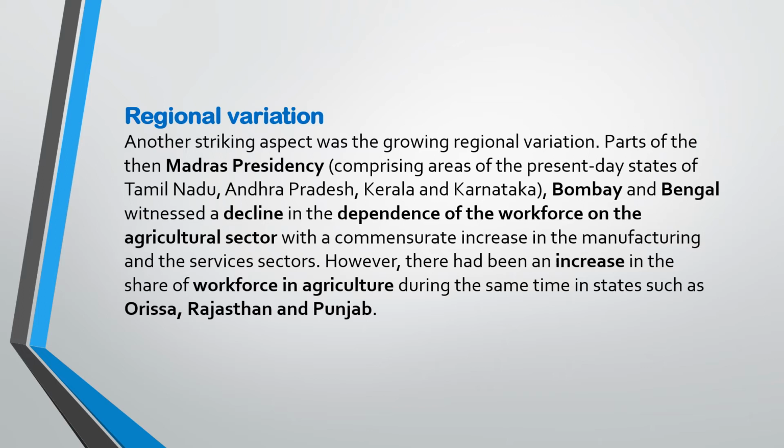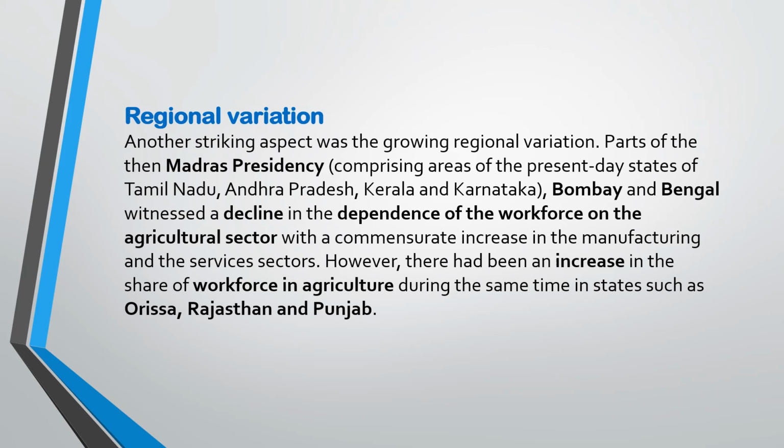The dependency on agricultural sector was declining, and which sectors were increasing? The manufacturing sector and the service sectors. That means secondary sector and tertiary sector. Dependency on secondary sector and tertiary sector was increasing. For which places, which areas can we see these changes? Madras Presidency, Bombay, and Bengal.